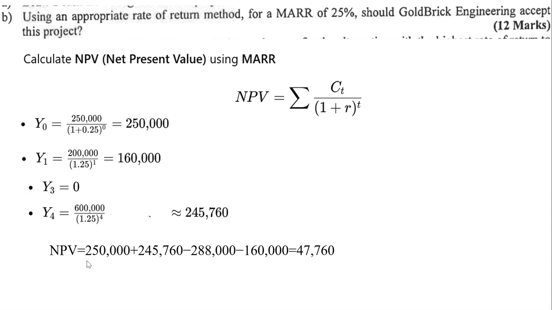So we have to add them together. If we are earning it's plus, if we are expending it's minus. So receiving some money at the start, earning some money in the 4th year, and expending some money in the first and second years, and the third year would be 0. So the total NPV is 47,760. As the net present value is more than 0, we will accept the project. As this is positive, we will accept the project. So according to the question, yes, we have to accept the project.